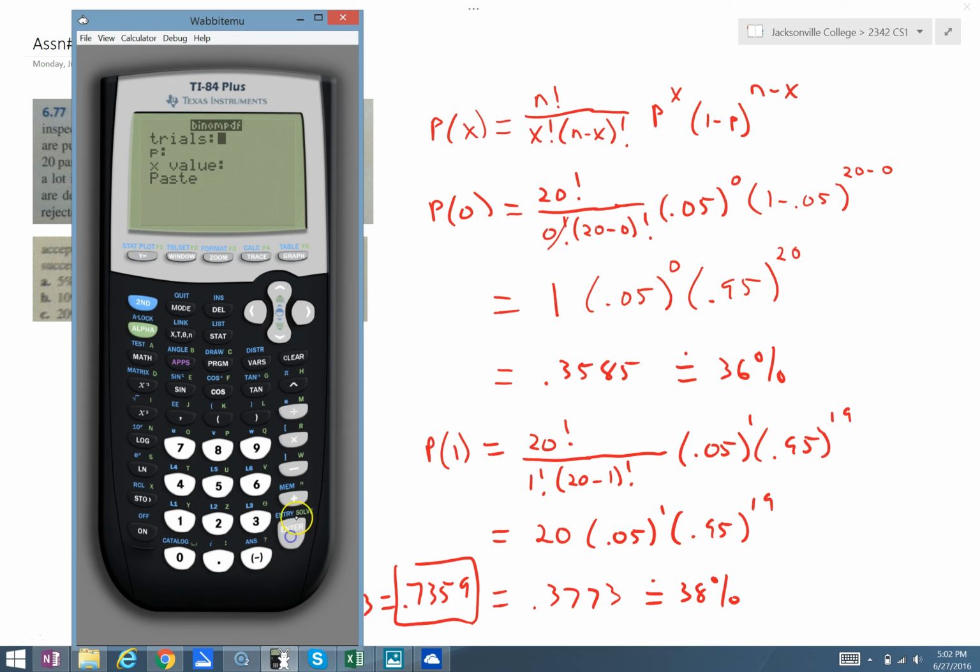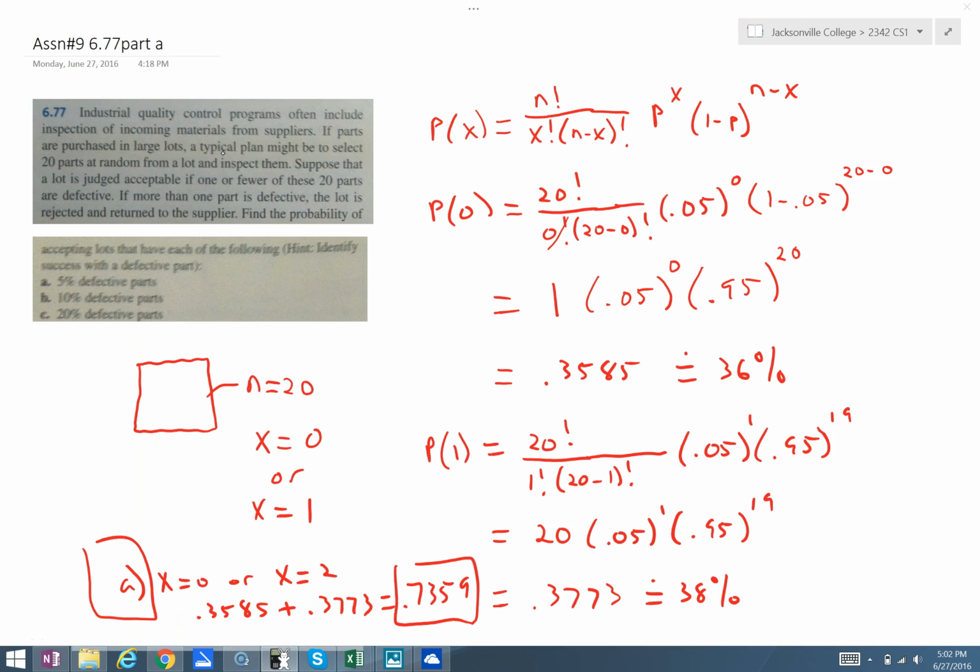Then I hit enter. Now it says number of trials. Well, in this case, 20. Our probability p, our probability of success, 0.05. And our x value, the number of successes, well, let's try our 0. Okay. And this should return this 0.3585. Hit paste. If your calculator comes directly to this screen, you can just type that 20, 0.05, and 0 in. And here you see it is 0.3584. That's the number that we have here.